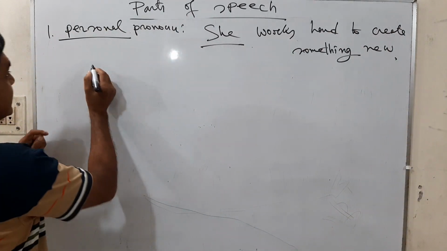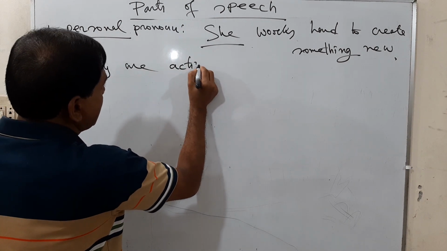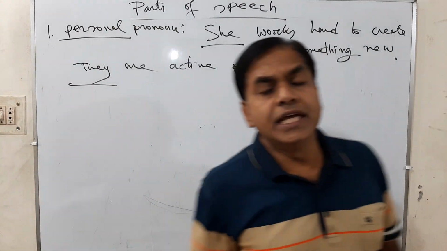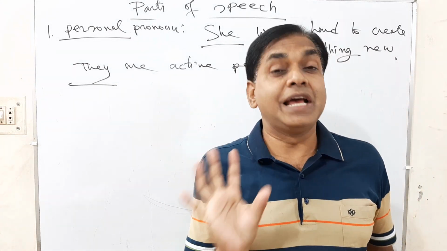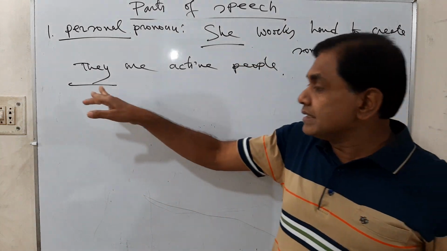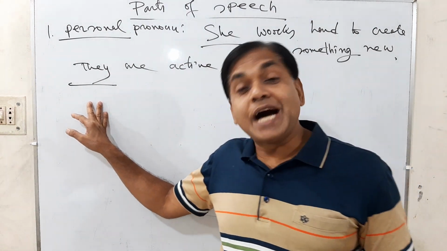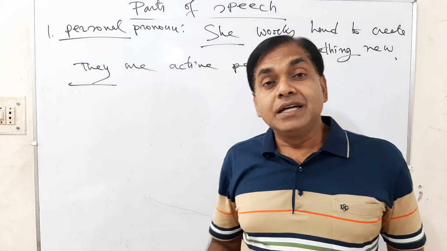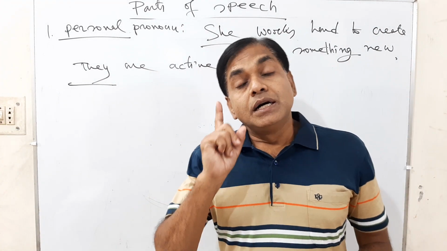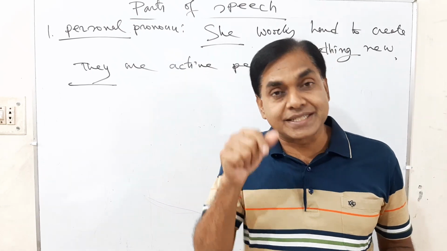Look at it here, please. They are active people. Now, they means a lot of people, more than one person. But I have not mentioned the names of those people. They is used to indicate some people. So, they is a pronoun here, and they is also used as the subject of the sentence. Personal pronoun is a kind of pronoun which indicates persons only.